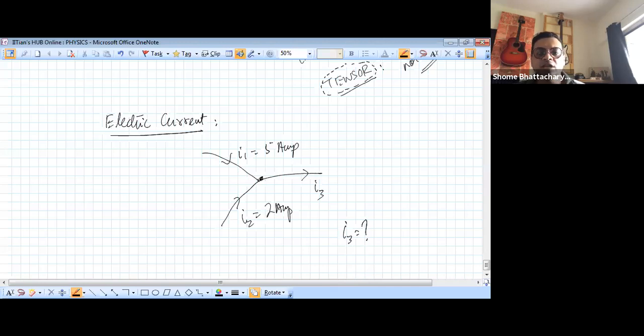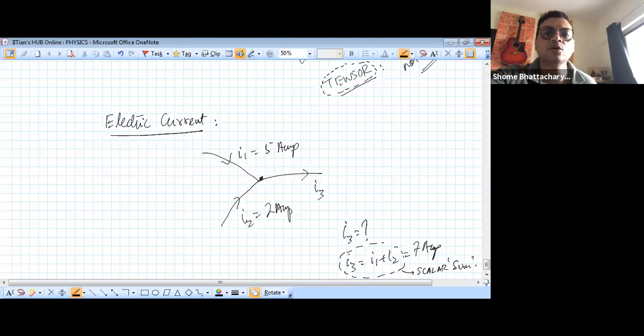There will be conservation of charge. So the incoming current should equal the outgoing current. So I3 should be equal to I1 plus I2. So it should be 7 amperes in this case. Now this process of addition we are doing, this is which kind of addition? This is scalar addition. This is the scalar sum. So that means whenever we combine electric currents, we do it according to the principles of scalar algebra. So that means electric current is which kind of quantity? It is scalar.